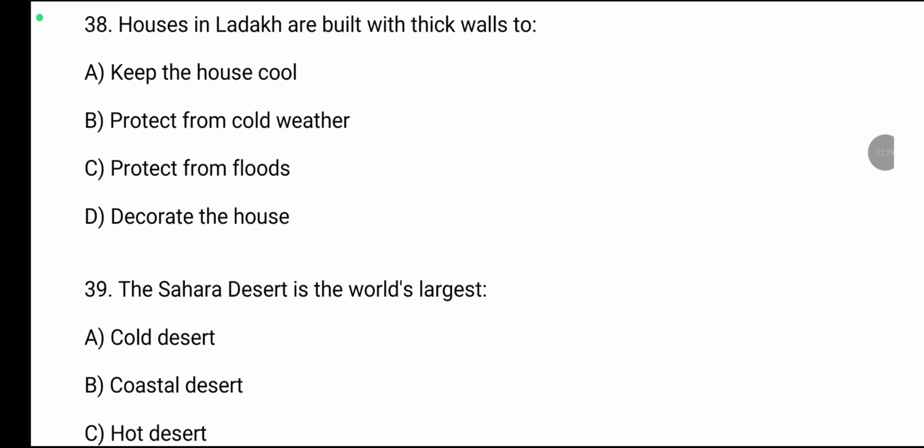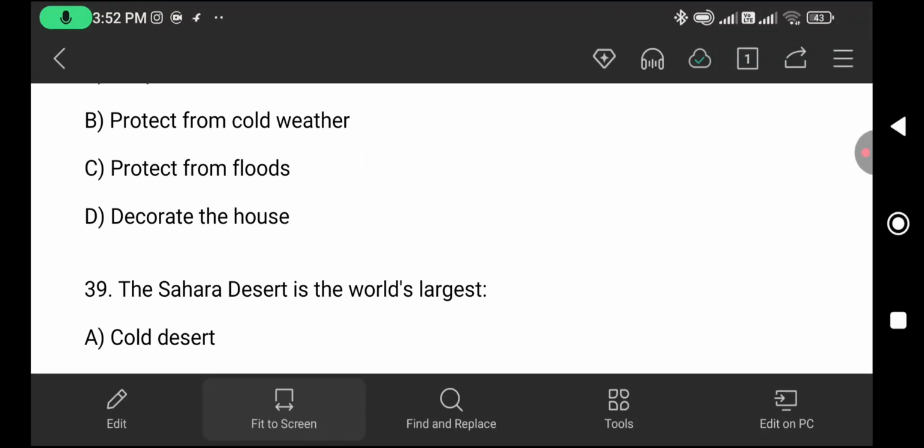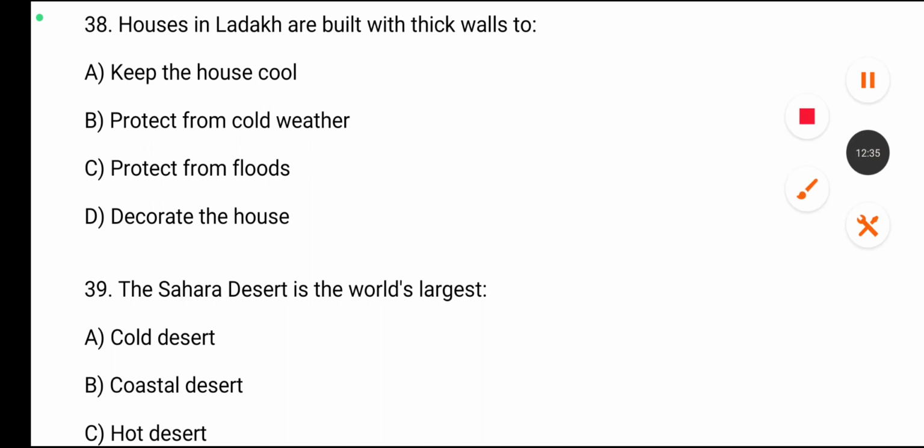Now moving on to question number 38. Houses in Ladakh are built with thick walls to dash. Keep the house cool, protect from cold weather, protect from floods, decorate the house. That is protect from cold weather.